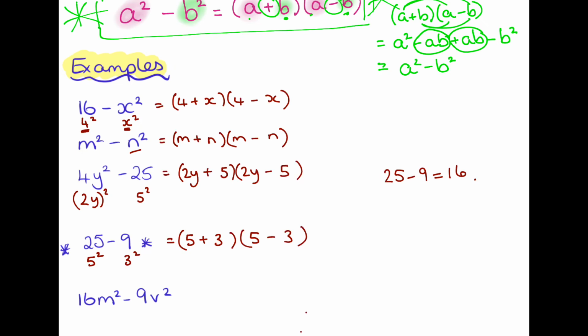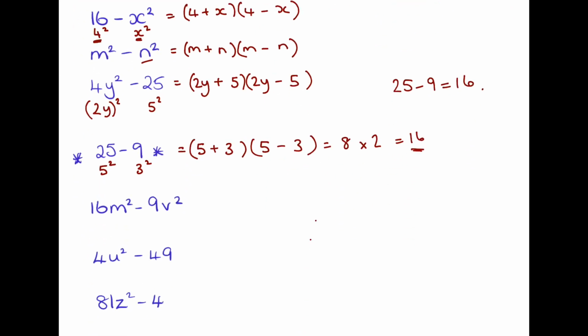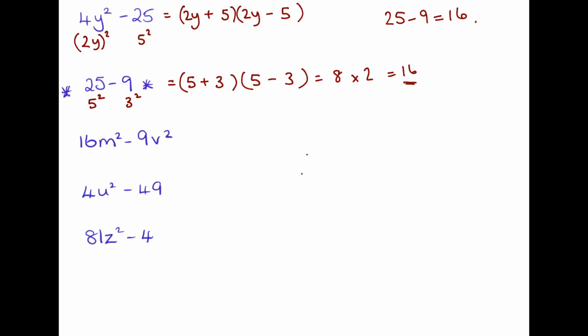Okay, so we've got 5 plus 3 is 8, and 5 minus 3 is 2. So we put our 2 there, and 8 times 2 is 16. So it's just to prove that it works even if you've only got numbers, because remember 25 take away 9 is 16. Okay, so on with the algebra ones then. 3 more to do, then we're done.